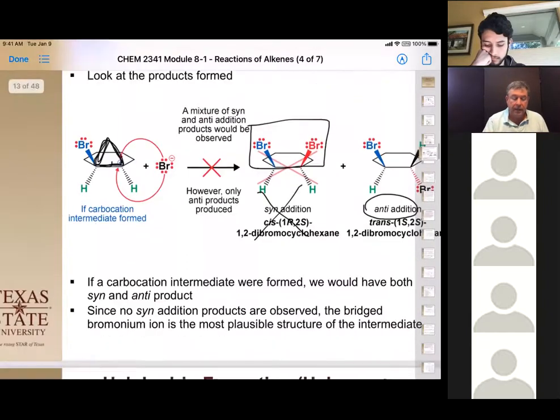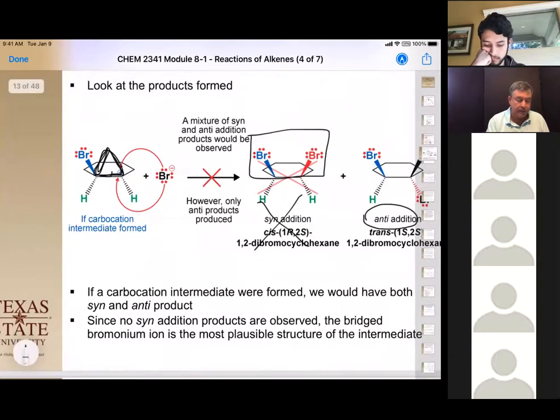Okay. And what it also tells us is that we do not actually have a carbocation. Because if we had just a bare carbocation, we would get attack at the top. We would have some syn product, and we would have the same amount of anti-product. But because we don't have any syn product, we only have anti-product, that proves that we don't have a carbocation.